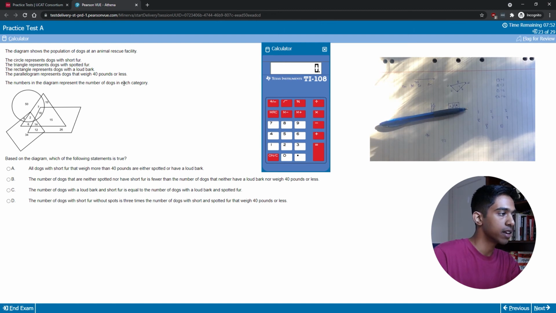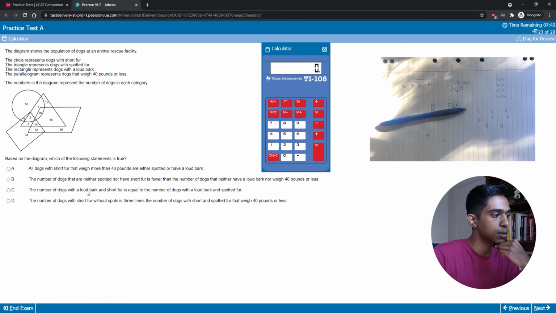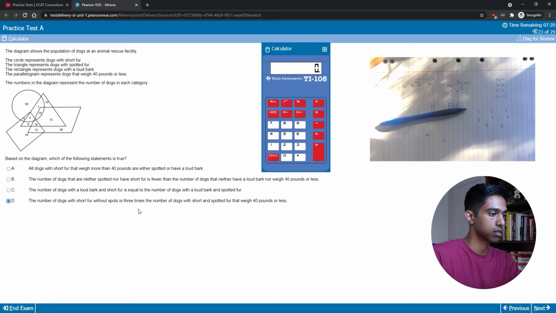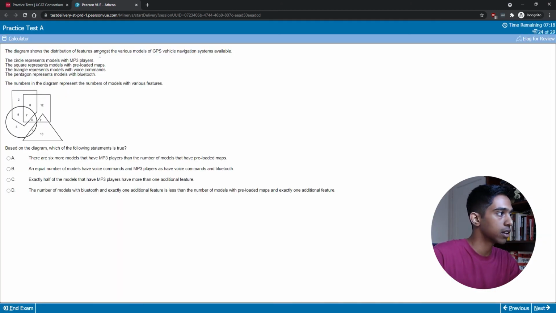I mistyped it, but it's fine. Neither have a loud bark nor weigh 40 pounds or less. So that would be not in these 3 categories. So 7 plus 10 plus 50, that's going to be 67. So this is not true. With a loud bark and short fur is equal to the number of dogs with a loud bark and spotted fur. So rectangle, loud bark. Loud bark and short fur is going to be 6. Loud bark and spotted fur is going to be 6 for spotted, so it's not this one. I'm just going to pick that one because it must be that.